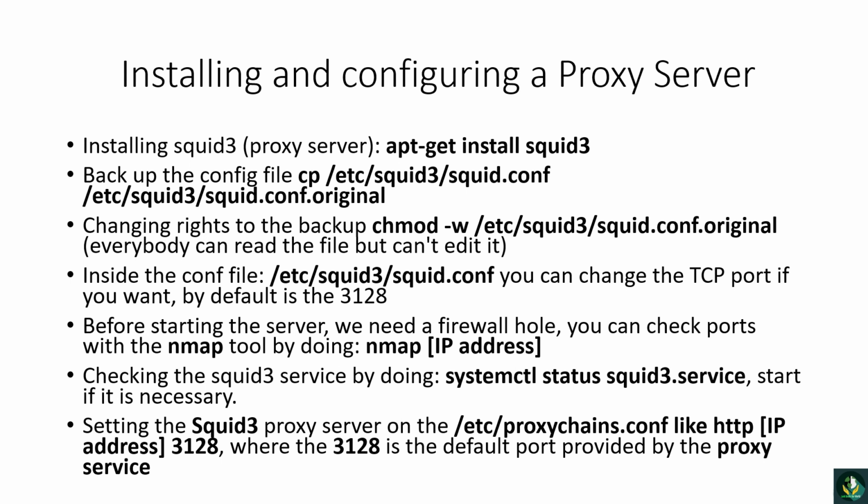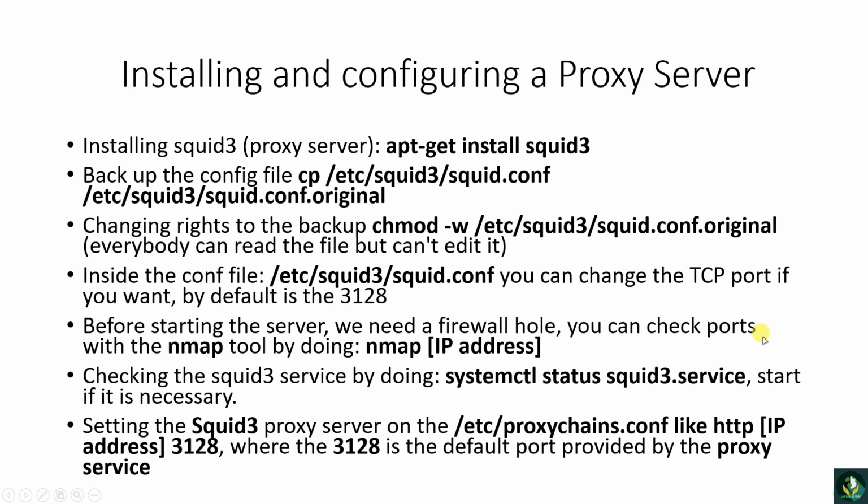So before starting the server, we need a firewall hole. So you can check ports with nmap, as you all know what nmap is. The nmap tool is also pre-installed on the Kali Linux machine, so just use it. Run nmap followed by the IP address of that machine. So checking the SQL service by doing this command, this will start the service, and if it is necessary, then it will need to do all of these.